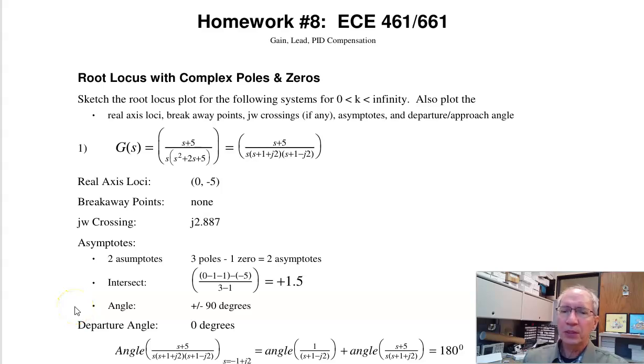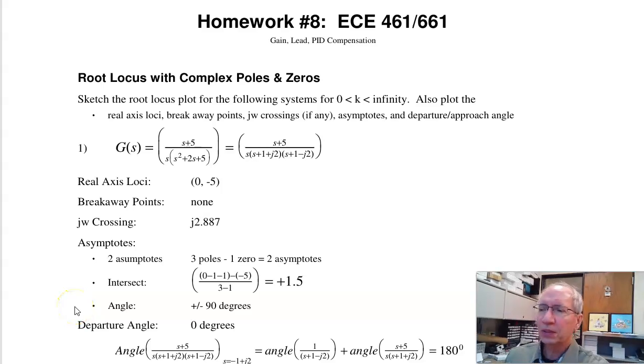Welcome to homework set number 8 for ECE 461 control systems. This homework set looks at root locus plots, sketching the root locus with complex poles and zeros, gain compensation, and lead compensation. So the first problem is, given a system with complex poles, sketch the root locus.